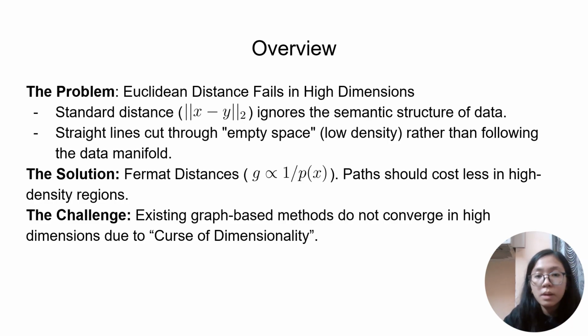But this brings us to the main challenge. Most existing graph-based methods fail to compute these distances reliably in high dimensions because of the curse of dimensionality. They either don't converge or require unrealistic amounts of data. This sets up the motivation for why we extend the original method and why we later introduce normalizing flows to estimate density more accurately.